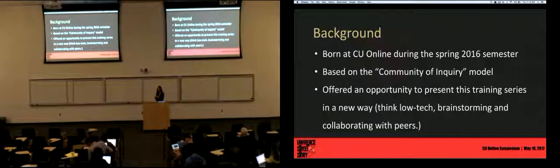And I have a list of resources on the research. If there is interest around that, I can certainly share that. We share that with all of our participants in the workshop. And then this particular series offered an opportunity to present the training in a new way. We're CU Online, so we always advocate technology, academic tools, but we took the approach with these sessions of being very low tech. We did that by design in an effort to get more feedback, more collaboration from our faculty participants.